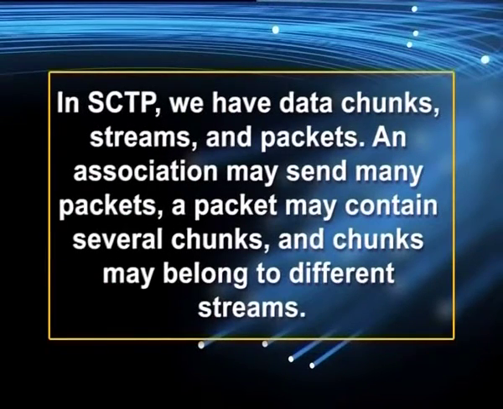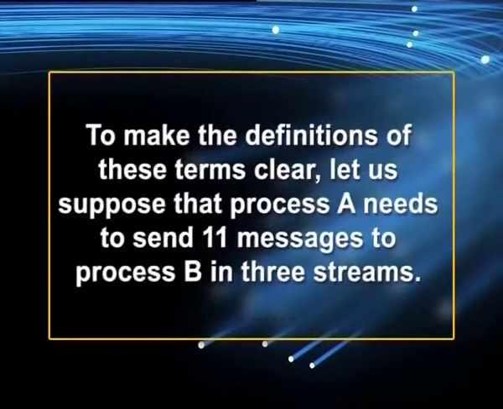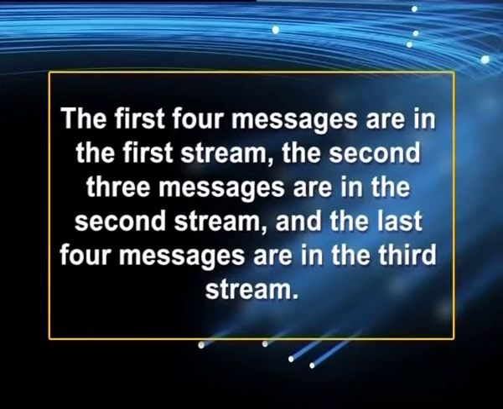In SCTP, we have data chunks, streams and packets. An association may send many packets, a packet may contain several chunks, and chunks may belong to different streams. To make the definitions of these terms clear, let us suppose that a process A needs to send 11 messages to process B in 3 streams. The first 4 messages are in the first stream, the second 3 messages are in the second stream and the last 4 messages are in the third stream.